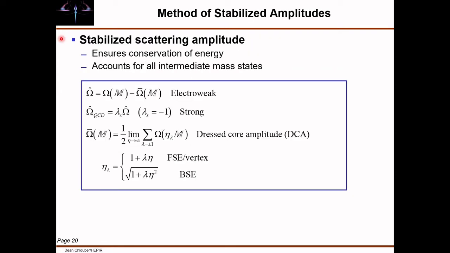Now we can summarize the method of stabilized amplitudes. The stabilized scattering amplitude, omega hat, ensures conservation of energy, and it accounts for all intermediate mass states. And the dress core amplitude just involves an average of omega evaluated at the dress mass states, where we take the limit as the scaling factor eta approaches infinity.